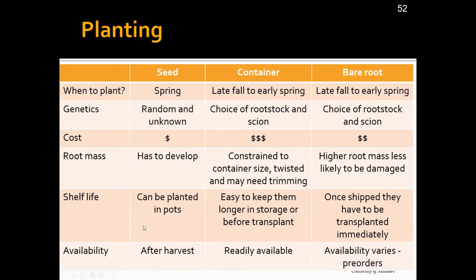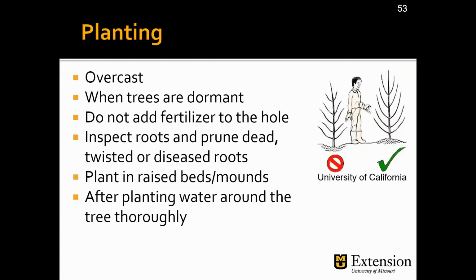Availability, that depends. If you're doing seeds yourself, that depends on you. But if you're doing containers, you can just walk into Walmart or Home Depot or these big stores, and you're going to be able to find those available. Now, bare rootstocks, they're hard. Sometimes you have to place pre-orders in advance in order for them to arrive in time.